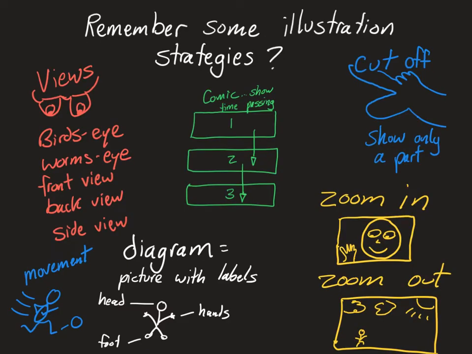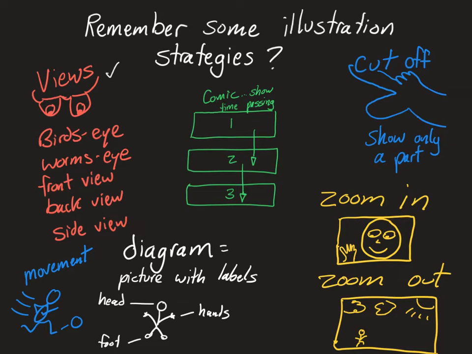First, you need to remember some of the illustration strategies we've learned this year and practiced. So don't forget you have different views that you can use. Bird's eye, worm's eye, front view, back view, or side view. You practiced drawing people with ovals and sticks that you can change. I wish some of you had your notebooks with you, but I bet some of you remember.